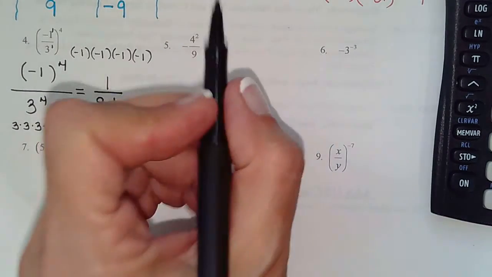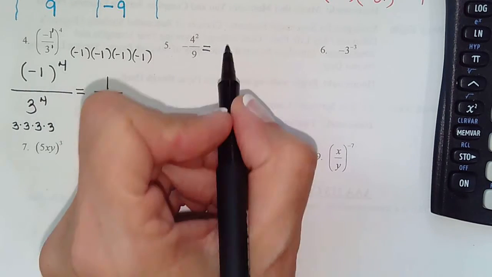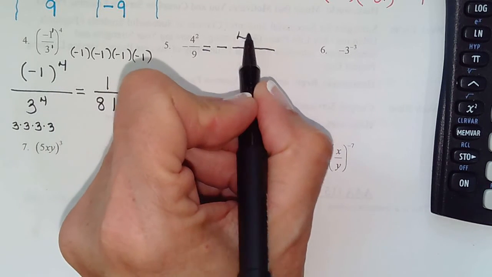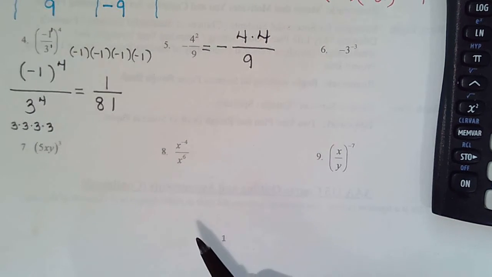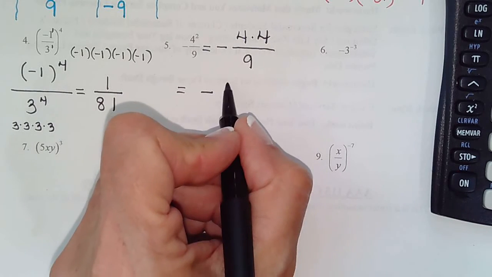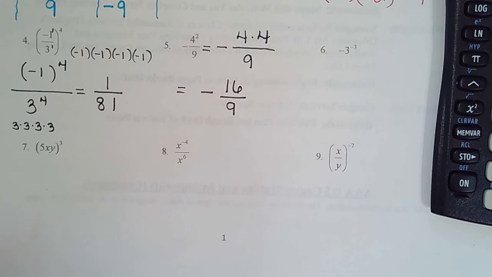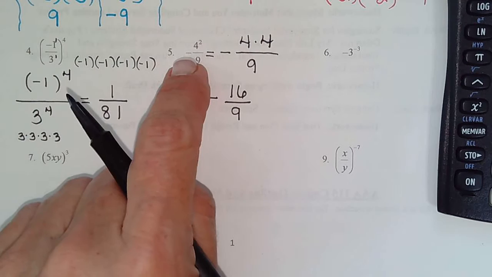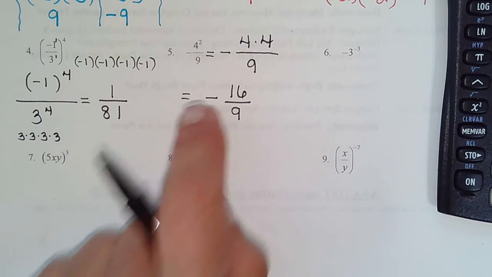Okay, number 5, this negative is an opposite sign, just like out here. So this means negative. Because there aren't parentheses, only the 4 should be used twice, and the 9, nothing happens to it. So for my final answer, I would get negative 16 over 9. So that does not mean negative 4 times negative 4 because it's not in parentheses. So it's the opposite of 4 squared over 9. 4 squared over 9 is 16/9, the opposite, negative.